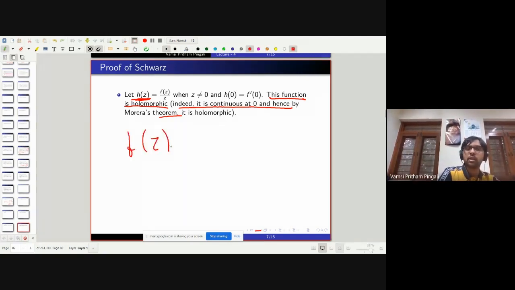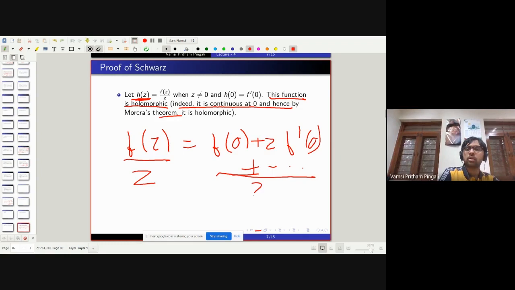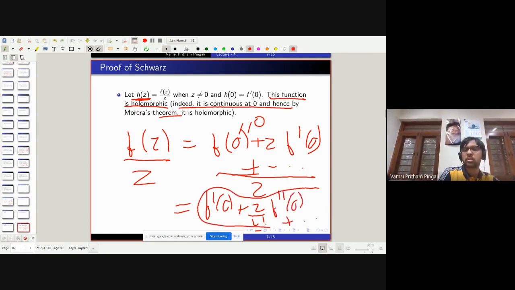f of z is an analytic function, so it is f of 0 plus z times f prime 0 plus so on. And when you divide by z, f of 0 is 0. So this is simply f prime 0 plus z by 2 factorial f double prime 0 and so on. Okay, so this is a power series which is convergent. So this is already analytic. You don't need anything fancy, actually.